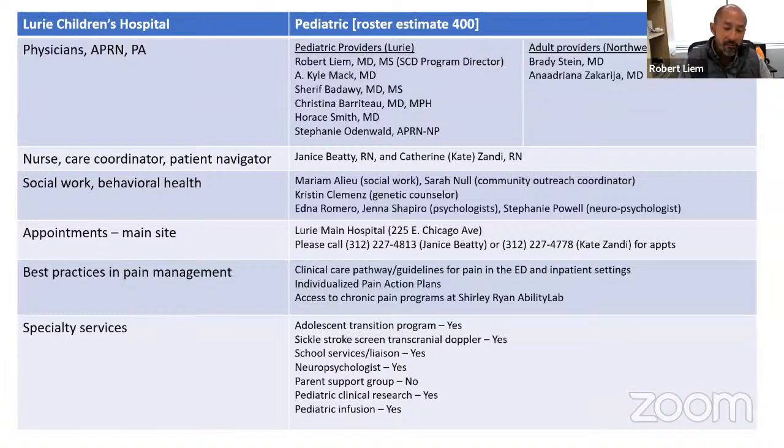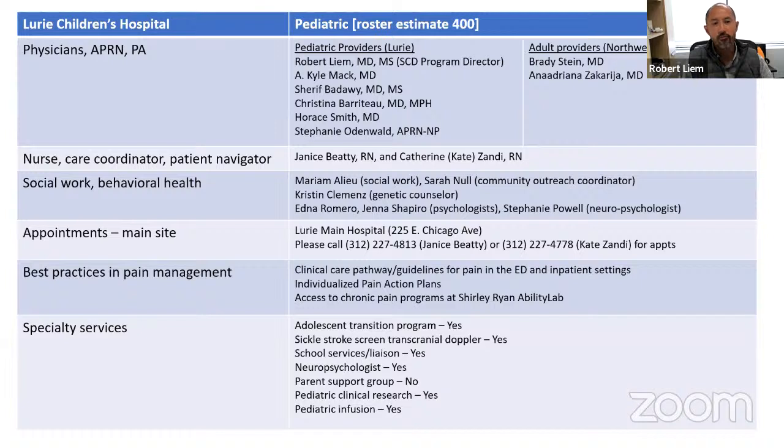I wish I could say that we have a formal adult program at Northwestern, but we don't. That is a goal for our program to develop in the next couple of years. But I have listed here 2 adult hematologists who specialize in benign or non-malignant hematology, who see a lot of the sickle cell patients who are followed at Northwestern Memorial Hospital, Dr. Rita Stein and Anna Zachariah, who are both excellent. I've listed here our nurse coordinators, as well as our social worker. We have a community outreach coordinator, a genetic counselor, an educational liaison, 2 psychologists, and a neuropsychologist who we share with the rest of the division.